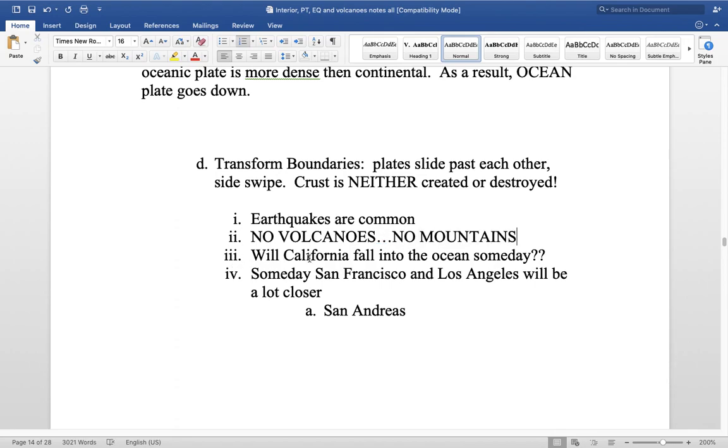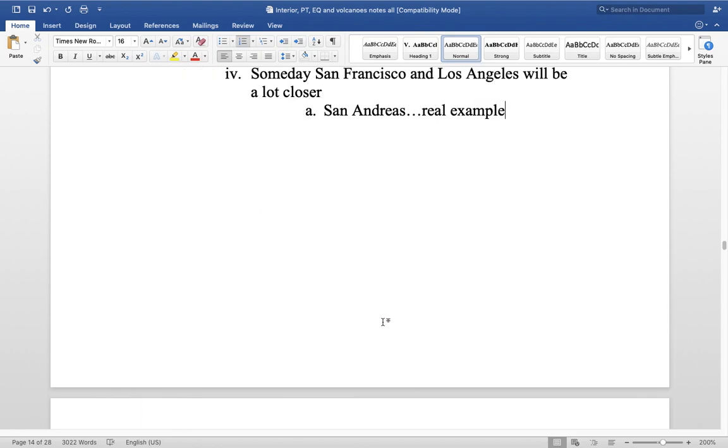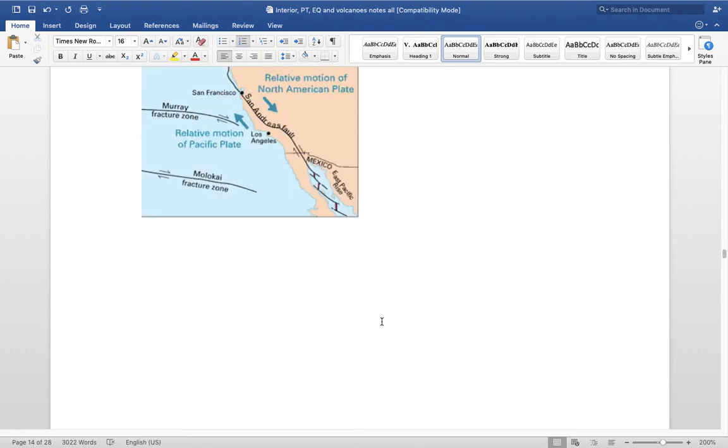Okay, and this is where we talk about, of course, the San Andreas Fault. The San Andreas Fault is the most popular transform boundary. So at the San Andreas, what's happening is you've got lands sideswiping each other. All right, no crust being created, no crust being destroyed, but you do get major earthquakes. Okay, so this is a real example on Earth. So this is what is happening at the San Andreas.